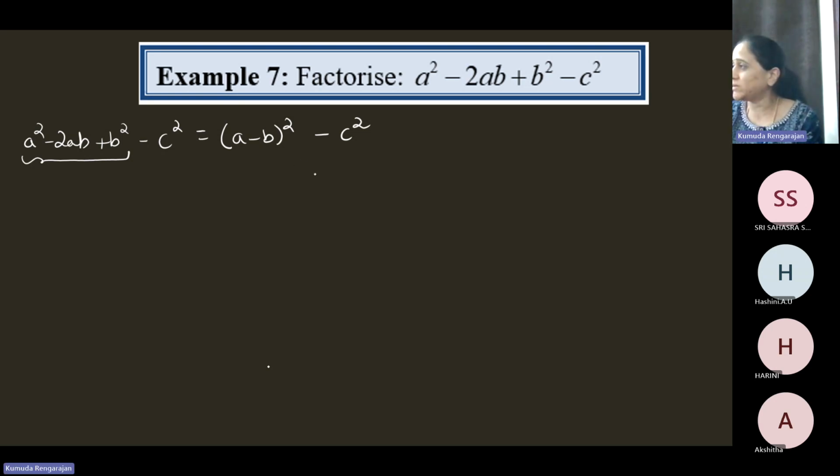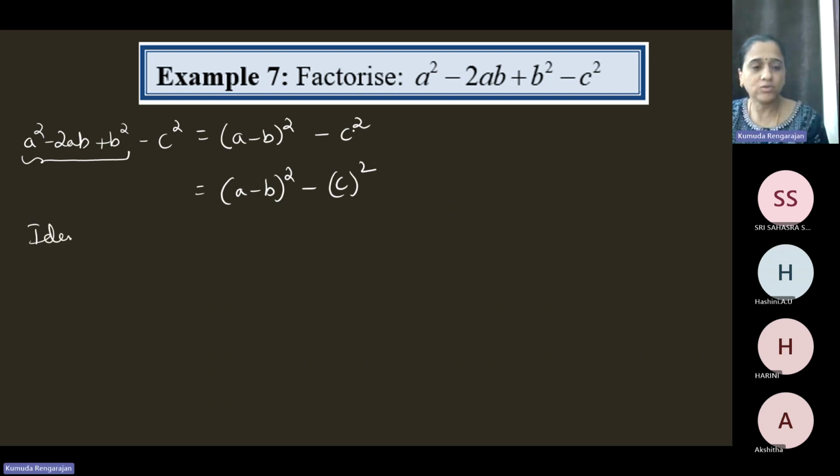Why am I saying x square minus y square? Because we already have a and b here. So I'm just using different letters to say the same identity, a squared minus b squared. Now this is of the form x squared minus y squared, where x is a minus b and y is c. So this is a minus b the whole squared minus c the whole squared.